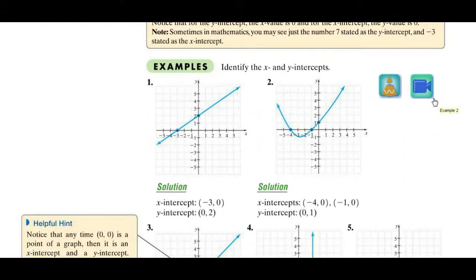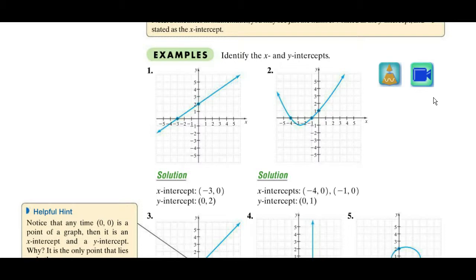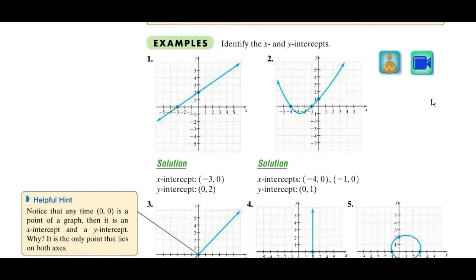All right, they're going to start us off with example 1, identify the x and y intercepts. Okay? Well, here this one is straightforward. So this is going to be 0, 2. And this is going to be -3, 0. Now remember, it's in the form of 0, b. And this is a, 0.